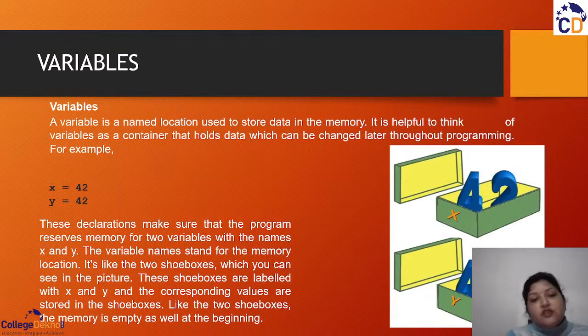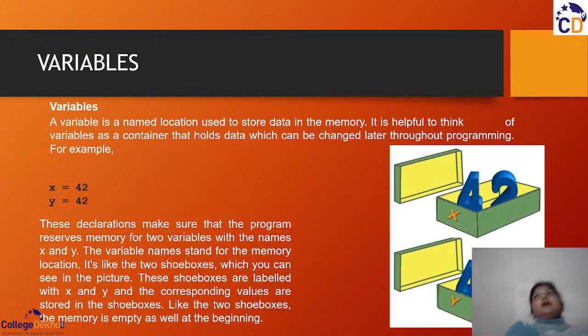These declarations make sure that the program reserves memory for two variables with the names X and Y. The variable names stand for the memory location, right? It's like the two shoe boxes which you can see in the picture. These shoe boxes are labeled with X and Y, and the corresponding values are stored in the shoe boxes. Like the two shoe boxes, the memory is empty as well at the beginning.